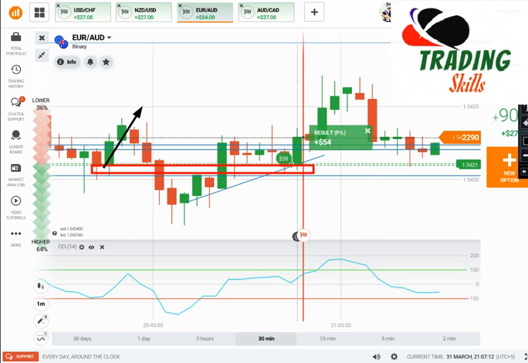You can see a buyer's move, you can see a buyer's move. So therefore you can easily predict the next candlestick.